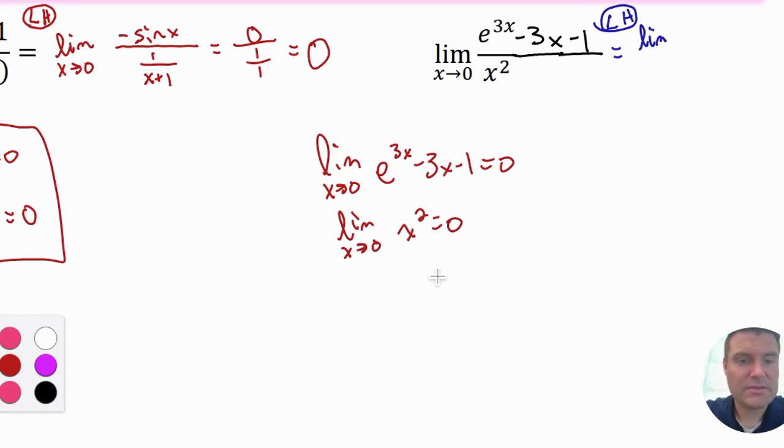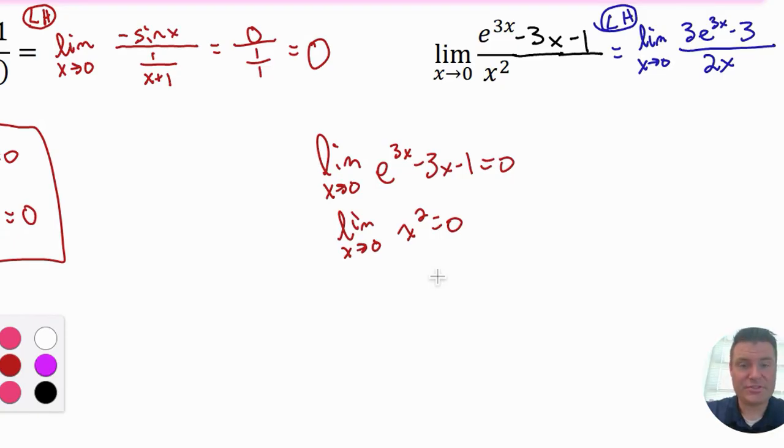the limit as x approaches 0. On the denominator, I know I get 2x. Numerator, I'm going to get 3e to the 3x minus 3. Derivative of negative 1 is minus 1. So can I plug in a 0 now?